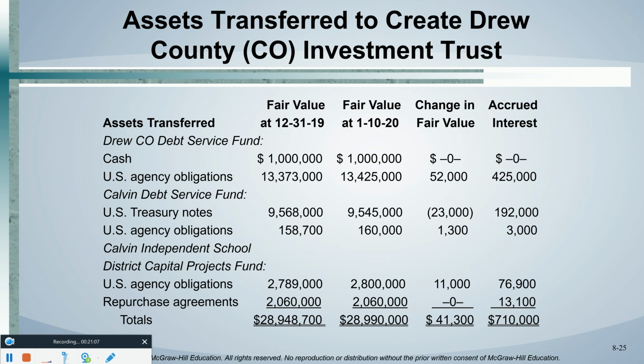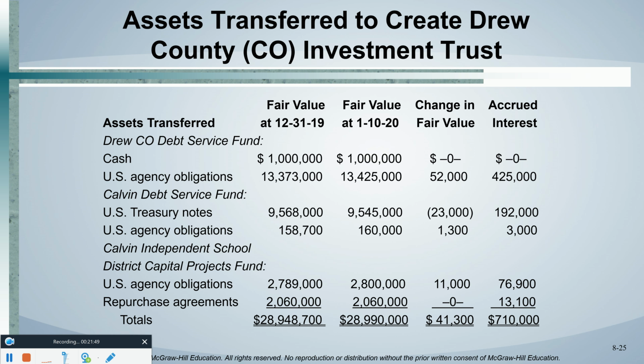At this date, January 10th, 2020, the cumulative amount of the fair value of all of the investments in these 3 governments combined is $28,990. In addition to that fair value as of January 10th, 2020, there is $710,000 in accrued interest. All right, so January 10th, this is the magic date. This is the date that the fund is formed. The investment trust fund is formed.